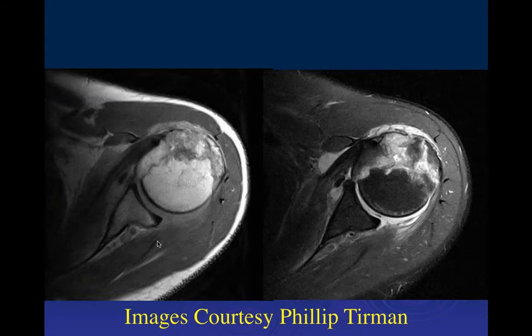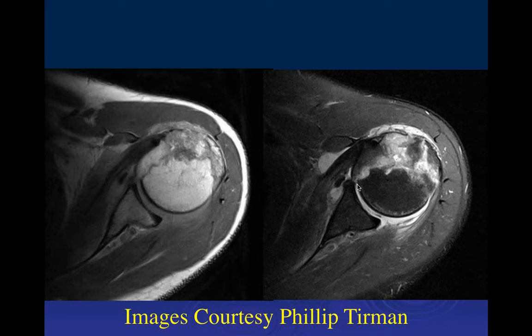Yeah. Jeff, what do you think of this case? All right. So we have these axial T1 and the PD FatSat images of the shoulder, and we see areas of low T1 signal intensity in the humeral head, corresponding to areas of high signal intensity in PD FatSat images. I think these are subacute fractures of the humeral head.